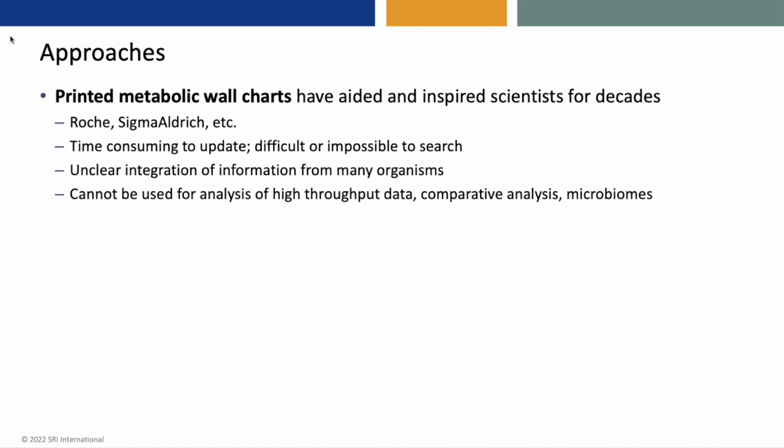Now I'm going to survey three different overall approaches that have been taken to this problem. One is to print metabolic wall charts as posters. These metabolic posters have aided and inspired scientists for decades. For example, Roche and Sigma Aldrich both make these posters available. Some of the limitations of printed charts are that they're time-consuming to update, they're difficult or impossible to search, and it's unclear how they integrate information from many organisms. For example, it's often very difficult to tell in these diagrams which pathways are present in exactly what organisms. They also cannot be used for analysis of high throughput data or for comparative analysis or for microbiomes.